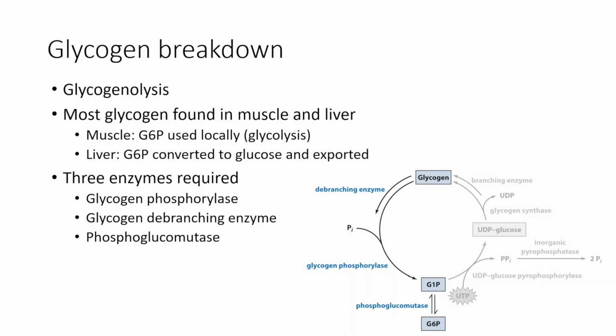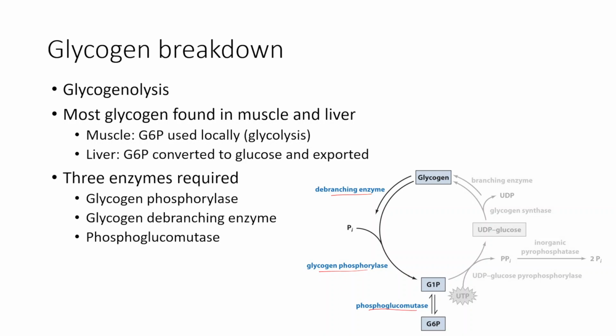For glycogen breakdown to happen, 3 enzymes are required. There's glycogen phosphorylase, which we learned a lot about during chapter 12. And then there's also debranching enzyme, as well as phosphoglucomutase. All of them are shown in this diagram on the right here. So we have phosphoglucomutase, glycogen phosphorylase, and the debranching enzyme.